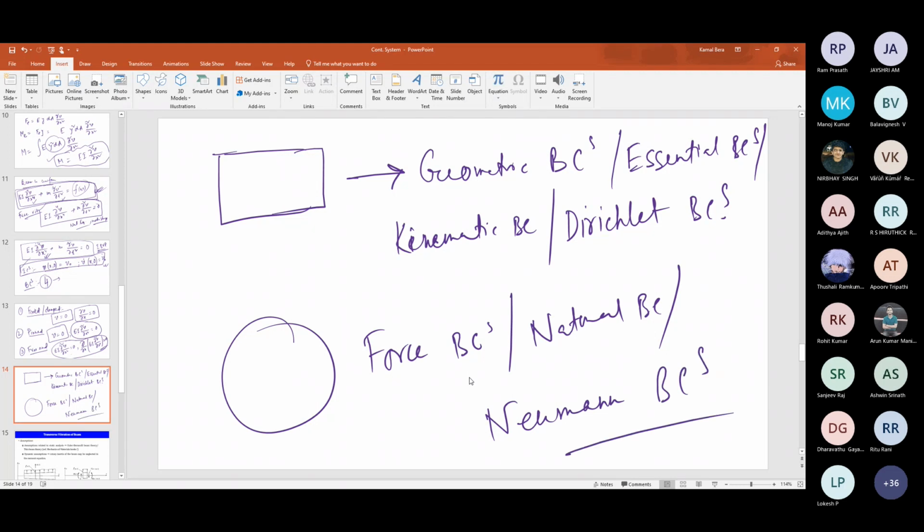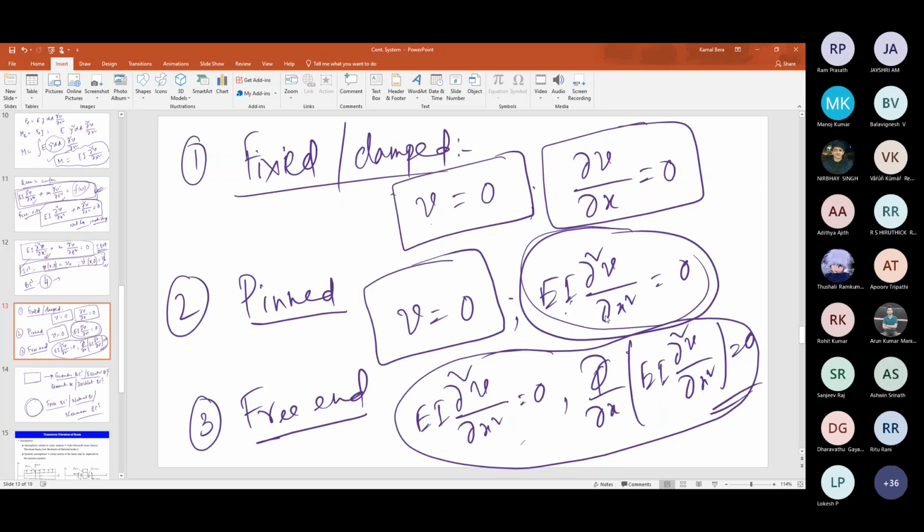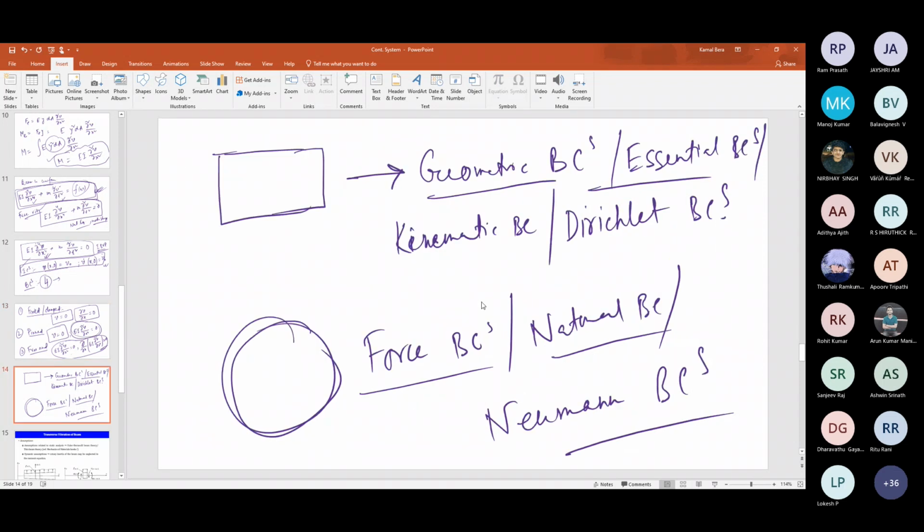Just remember a few terminologies. This type is called the geometric or essential boundary condition. You can remember these are called the force or the natural boundary condition. This circle is not called force boundary condition. The one I'm circling out, and the square one I just presented here, is the geometric or essential boundary condition, or Dirichlet boundary condition.